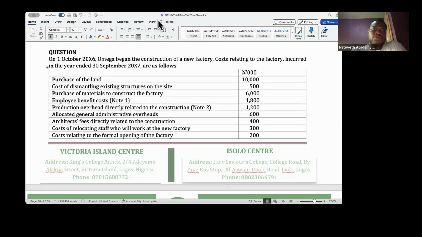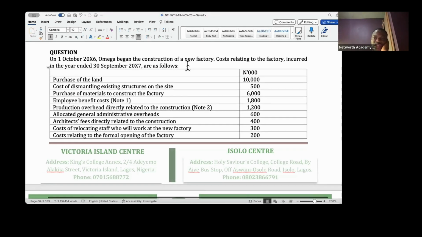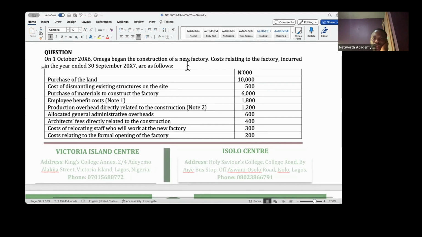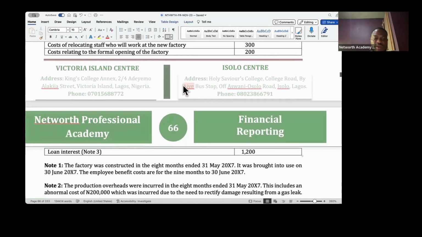So we can move ahead. Now, let's look at this question. This question says that on 1st October 2006, Omega began the construction of a new factory, and the costs relating to the factory incurred in the year ended 30th September are as follows. They give us all of these items, a purchase, cost. All figures are assumed correct.